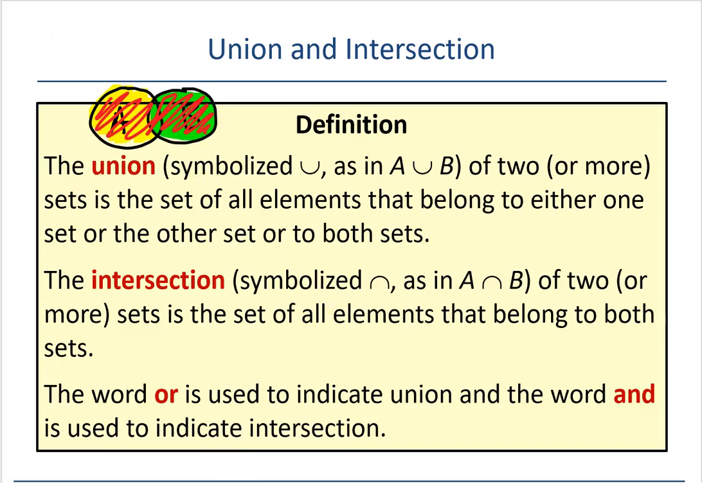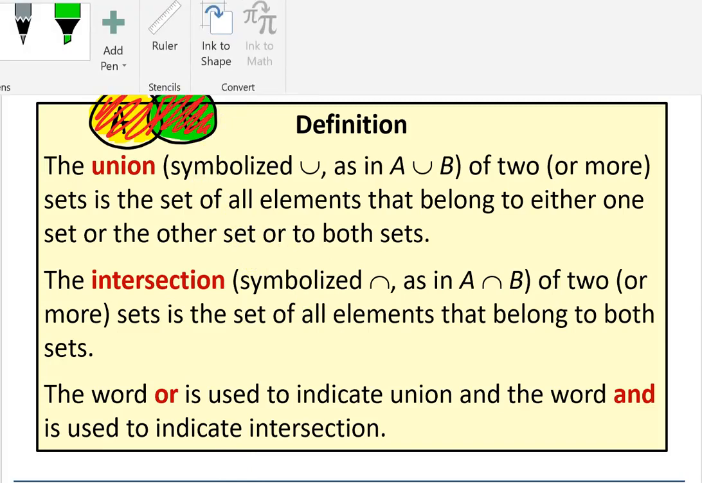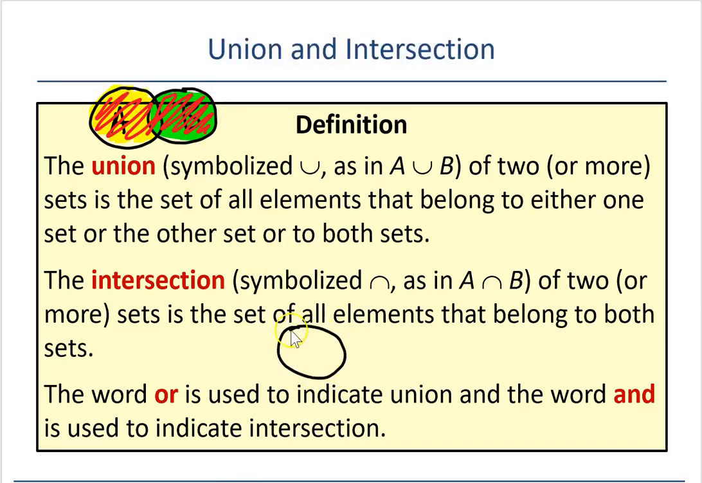Intersection, on the other hand, is symbolized by this little upside down thing, kind of like an upside down N, maybe like the top of a circle, where it intersects. The intersection of two or more sets is all the elements that belong to both sets.